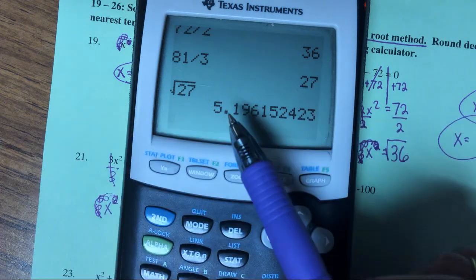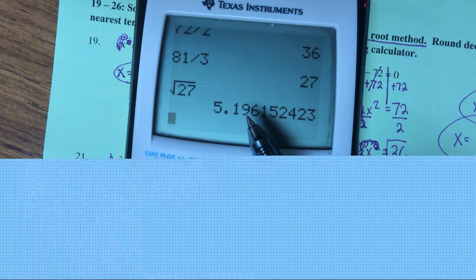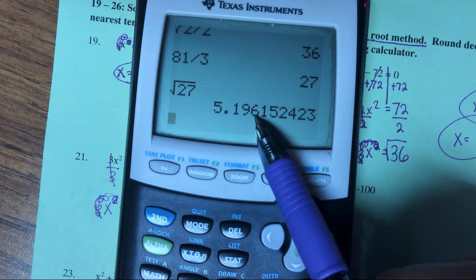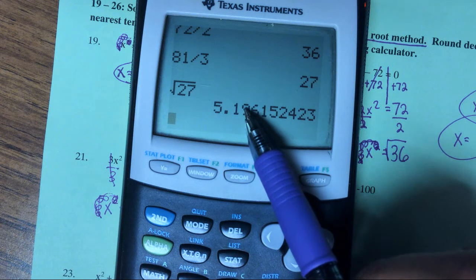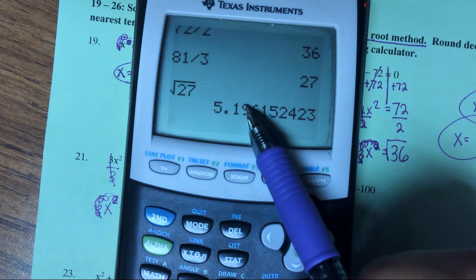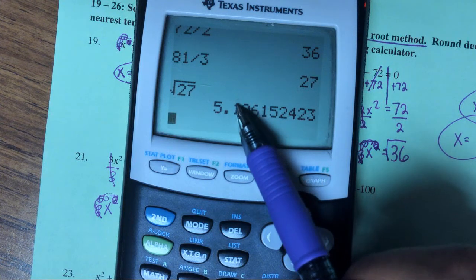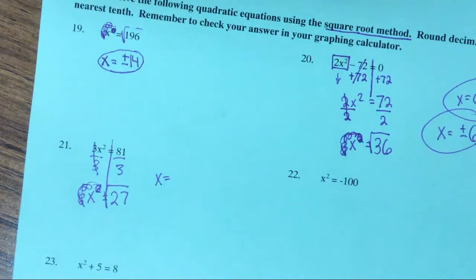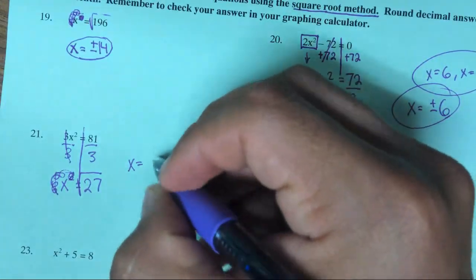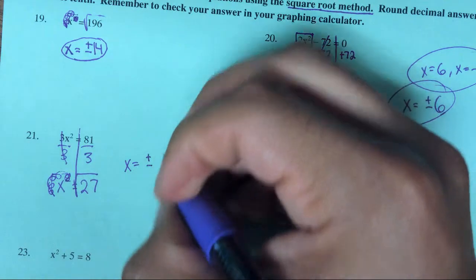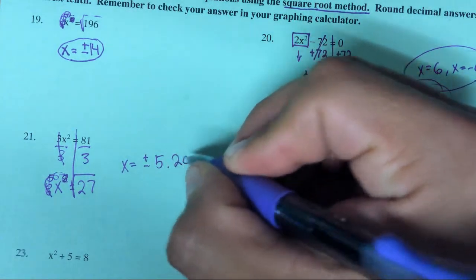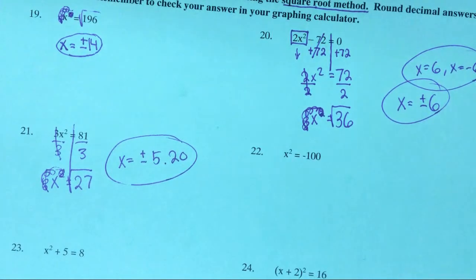Oftentimes I think your algebra teacher will ask you to go to only 2 decimal places. So if we go to the second place, that 9, you always look one more ahead. That 6 is going to round this 9 up to a 10. So that's going to be 0, and then the 1 is going to carry over, so we can round this up to 5.20. So x equals positive, negative 5.20. That's my decimal for that one.